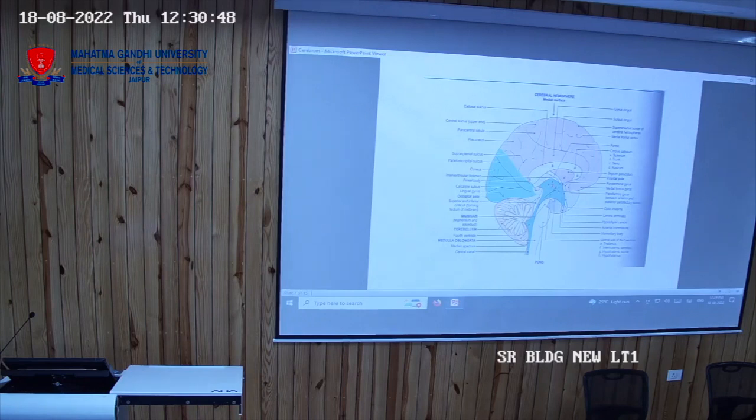And below this corpus callosum, there is the third ventricle. That is this part. Another thing which you will see here is the septum pellucidum. The septum pellucidum separates the two lateral ventricles from each other. As I told you, the cavity of the cerebral hemisphere is the lateral ventricle. The two cavities are separated from each other by the septum pellucidum.